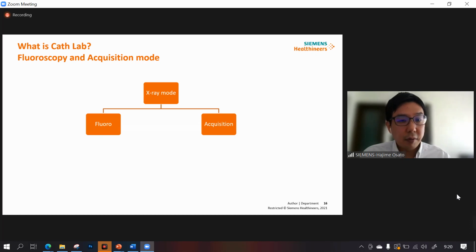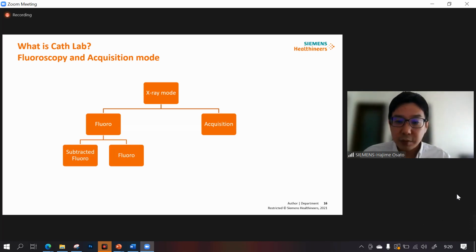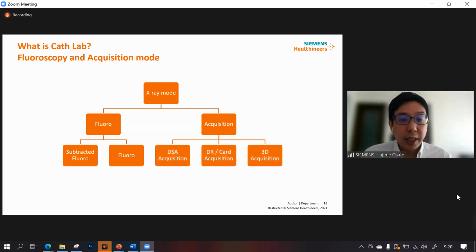In the fluoro mode, there are two types. One is subtracted fluoro, called like road map. The other is normal fluoro. It is used for every procedure. In the acquisition mode, there are three modes like DSA, DR, and cardiac, and 3D acquisition. It is necessary to consider how to use them properly.